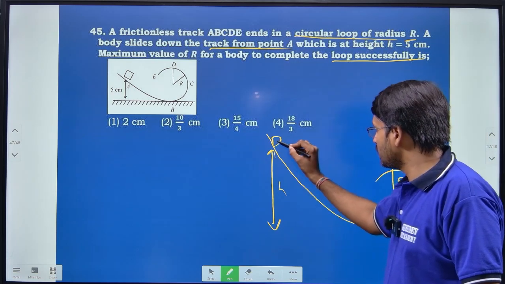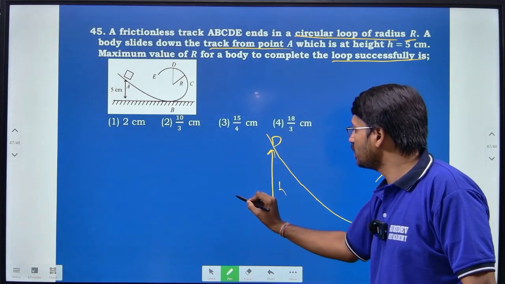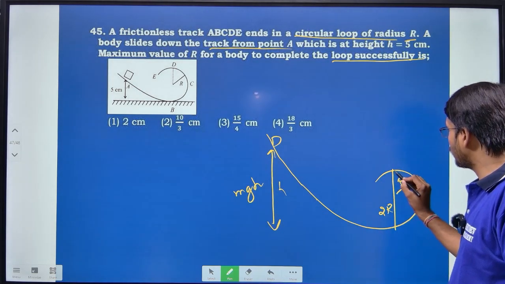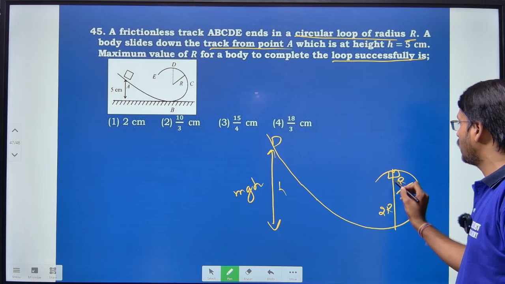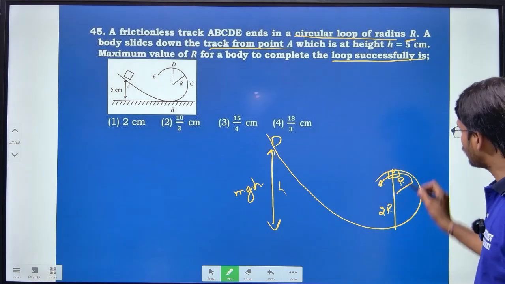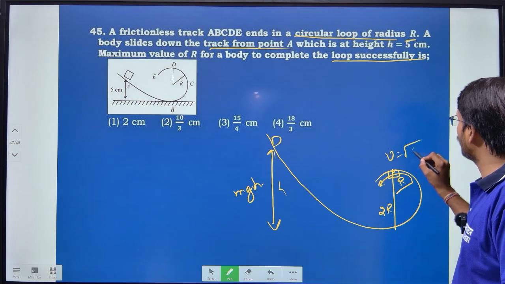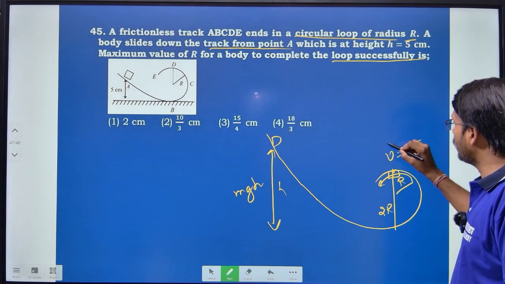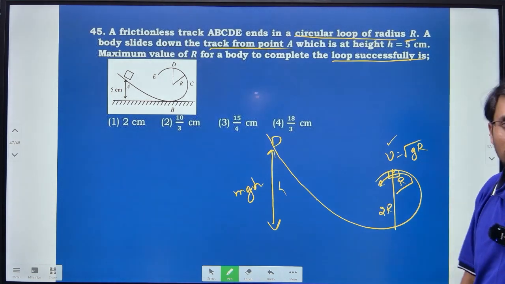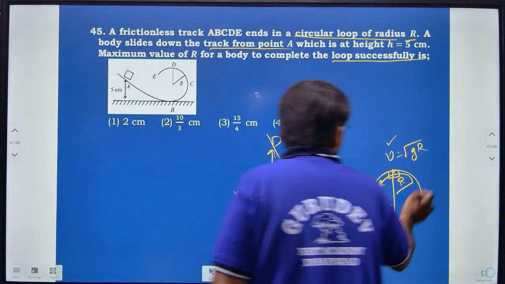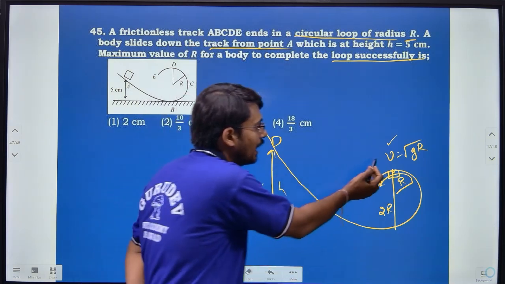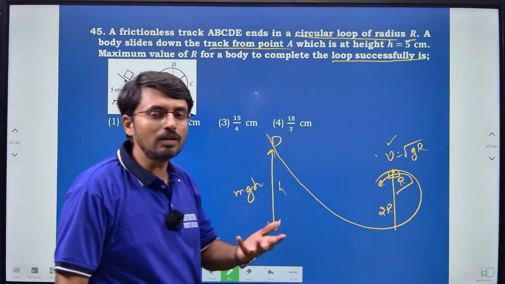Whenever a body is released from a certain height h, it has a potential energy given by mgh. And whenever the body comes to this particular position, it will be under circular motion. At this particular point, it should have a velocity given by root of gr. Only when it has a velocity root of gr, it completes that vertical circular motion. So when the block reaches this particular point, it has kinetic energy and also potential energy.